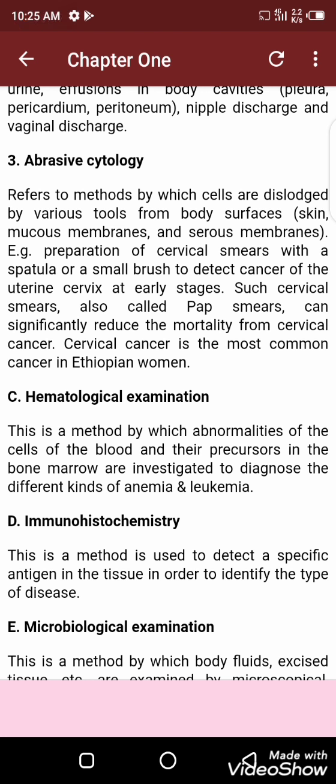Cervical cancer is the most common cancer in Ethiopian women. In which women is cervical cancer most common? So in Ethiopian women, cervical cancer is most common.